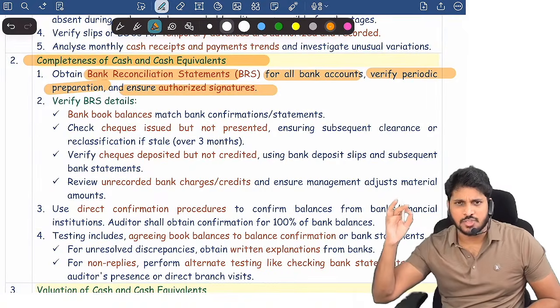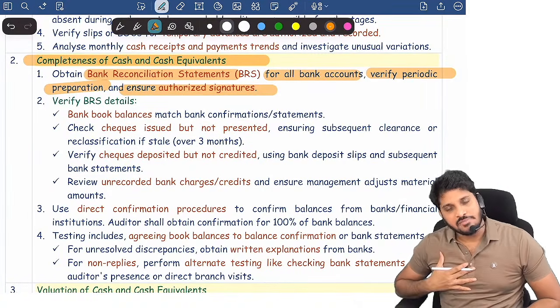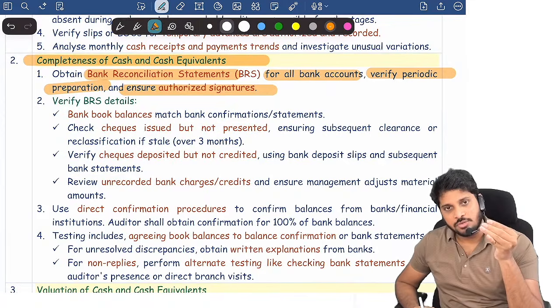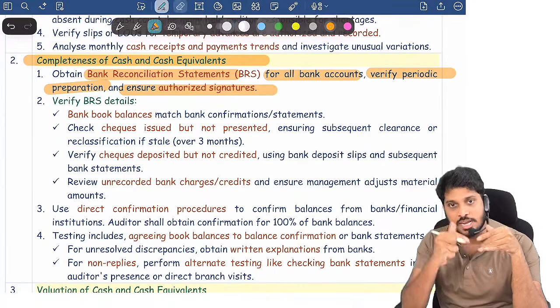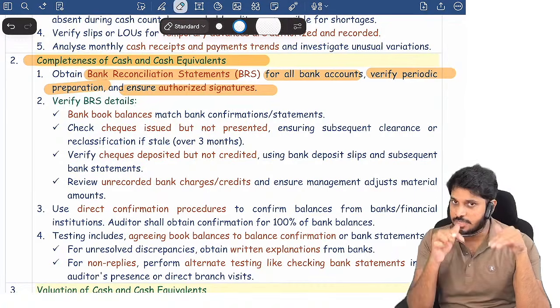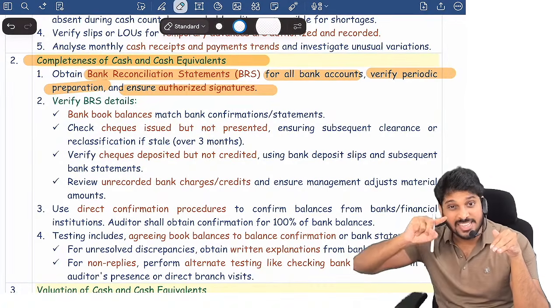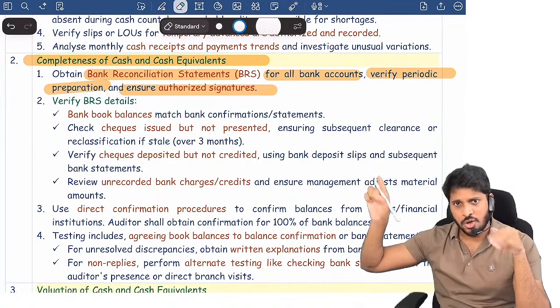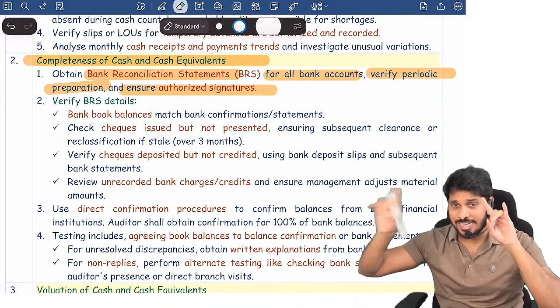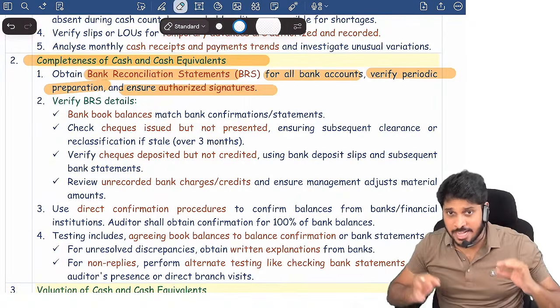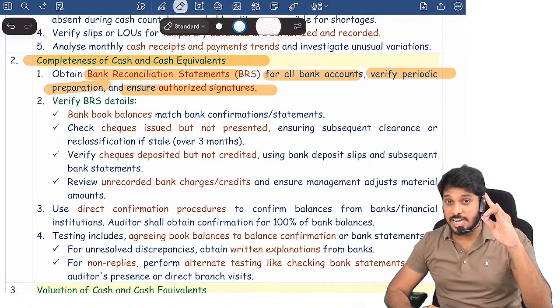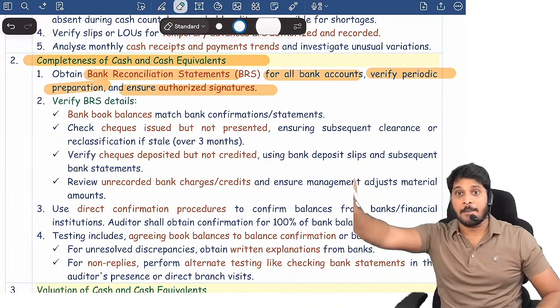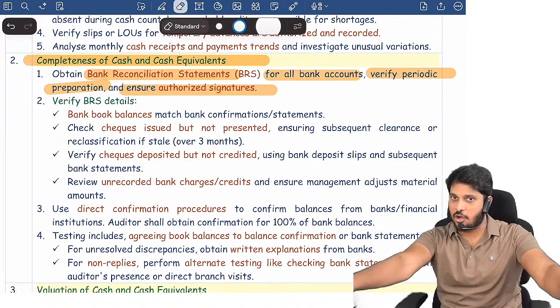See whether the BRS is properly signed, because a company will account for a transaction when a check is issued, and when a check is received from a customer, they'll account. But in the bank, only when the check is cleared, it will be recorded. Yes or no? To that extent, a reconciliation statement has to be prepared, right? That reconciliation statement will give you a complete picture about whether the bank balance is correctly accounted or not.